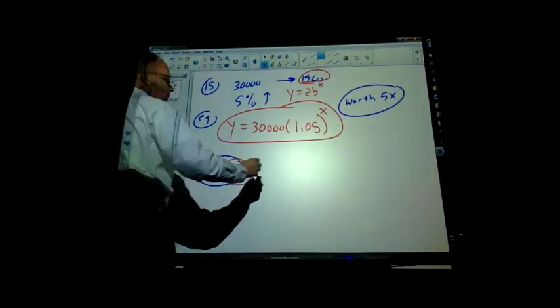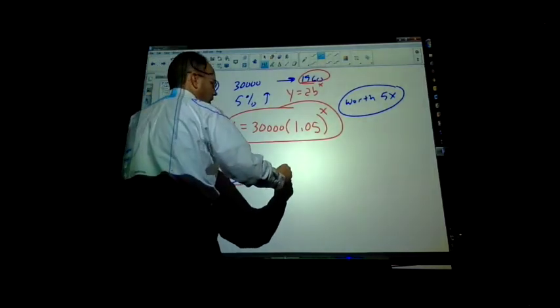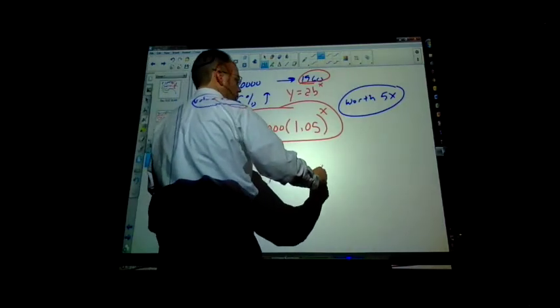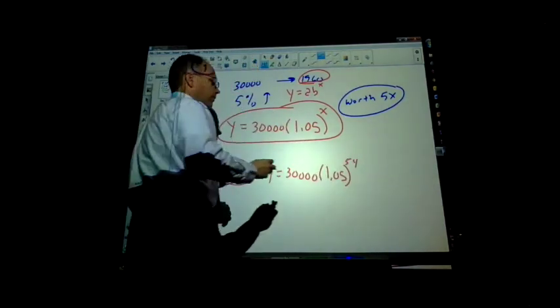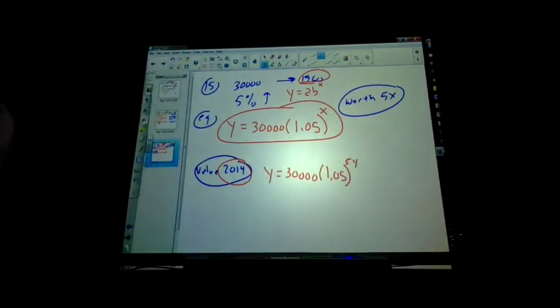54. So I'm going to go y equals 30,000 times 1.05 raised to the 54 power. Somebody help me out. You have the calculator? 30,000 parentheses, 1.05 parentheses, caret, 54. How much?